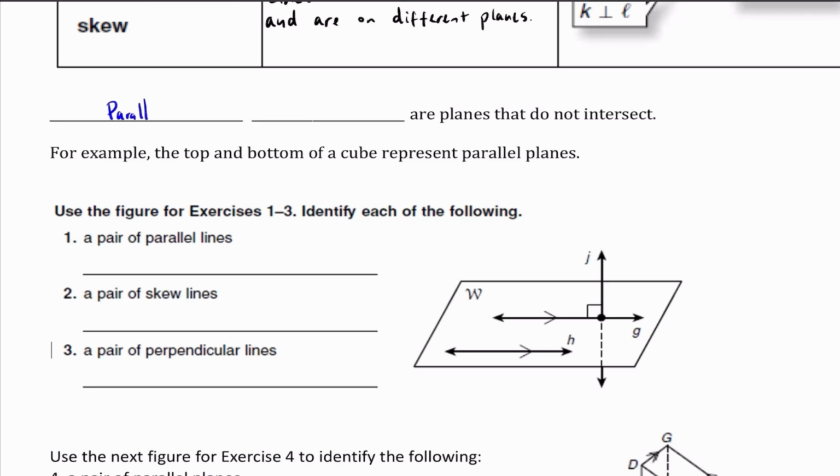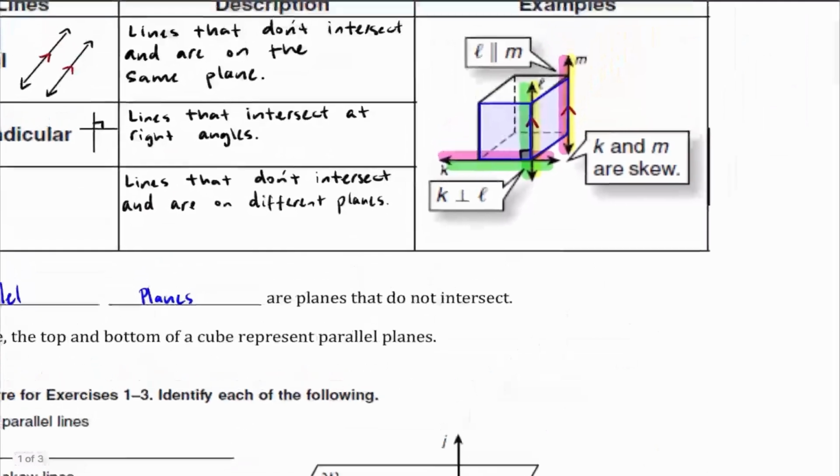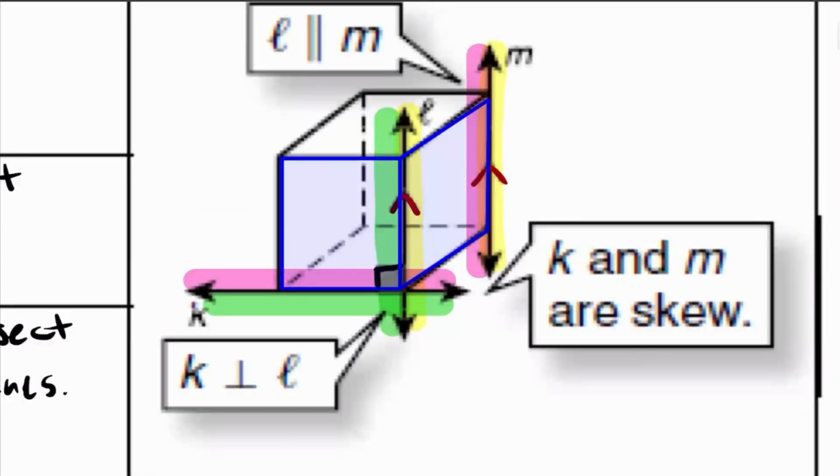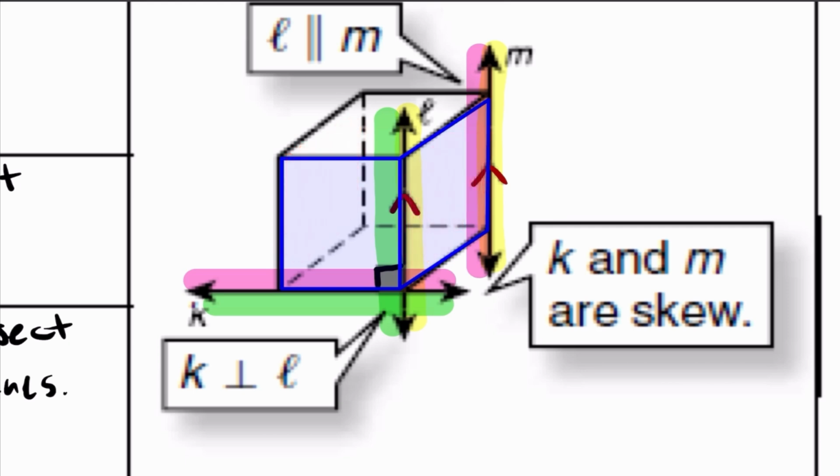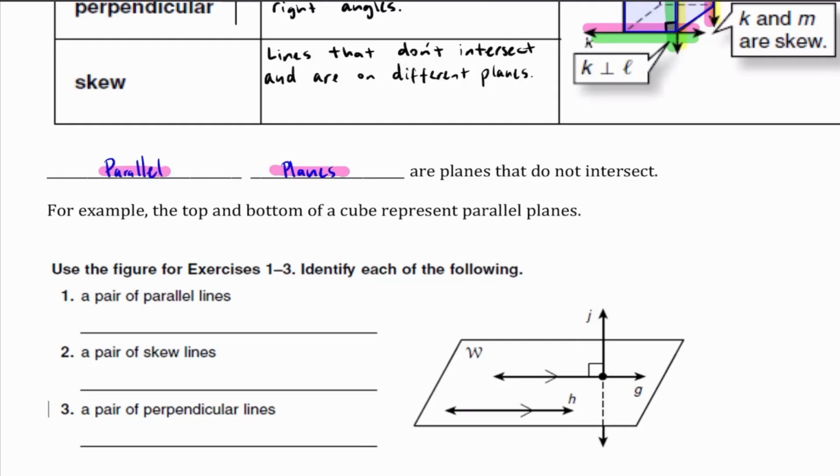Parallel planes are planes that do not intersect. For example, the top and bottom of the cube represent parallel planes. So if we look at this cube here, this plane and this plane are parallel planes. The plane on the left and the plane on the right are also parallel planes. Parallel planes are just like parallel lines, except you're dealing with planes this time.